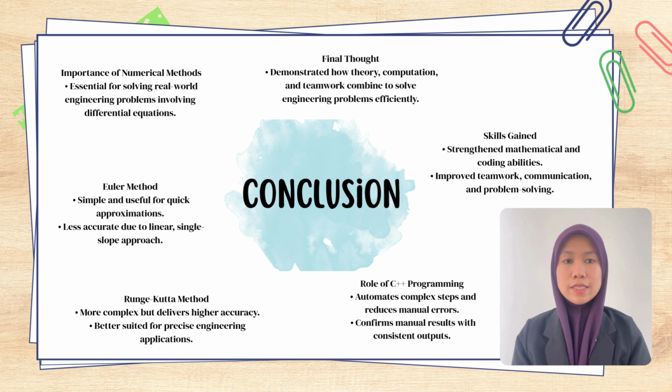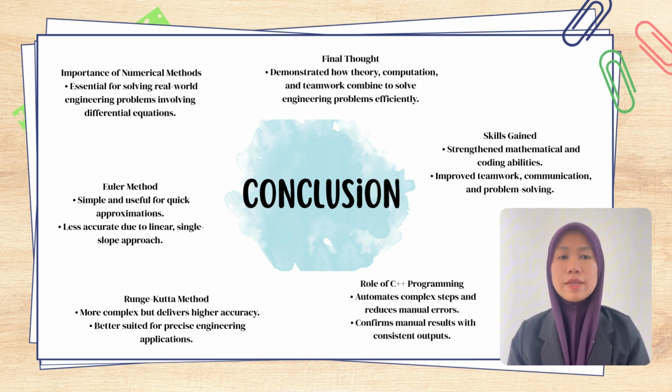So, in conclusion, this project helped us understand how numerical methods play an important role in solving real-world engineering problems that involve differential equations. The Euler method is useful for quick approximations, but it's less accurate over time due to its basic linear approach. Meanwhile, the Runge-Kutta method, though more complex, offers a higher level of accuracy, which is often necessary in engineering applications.